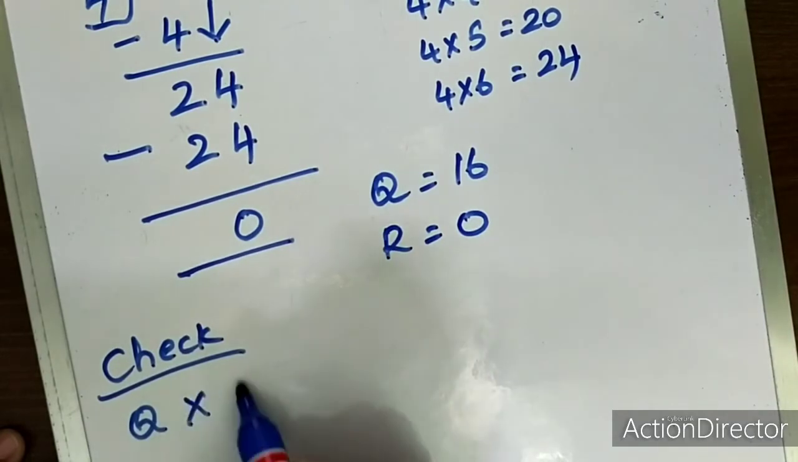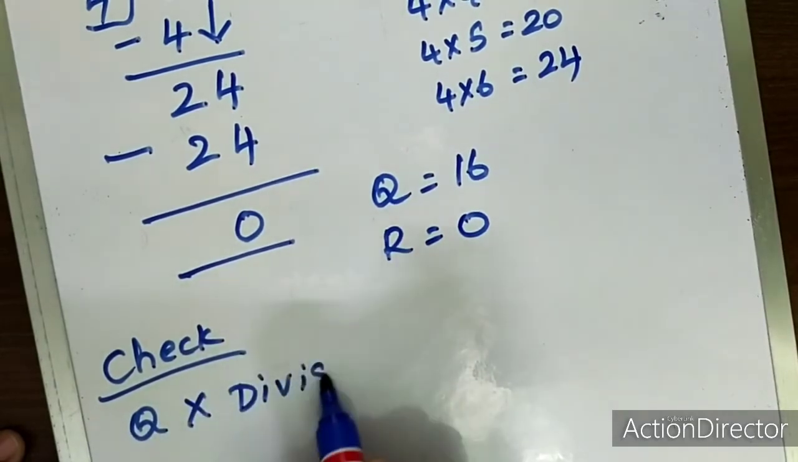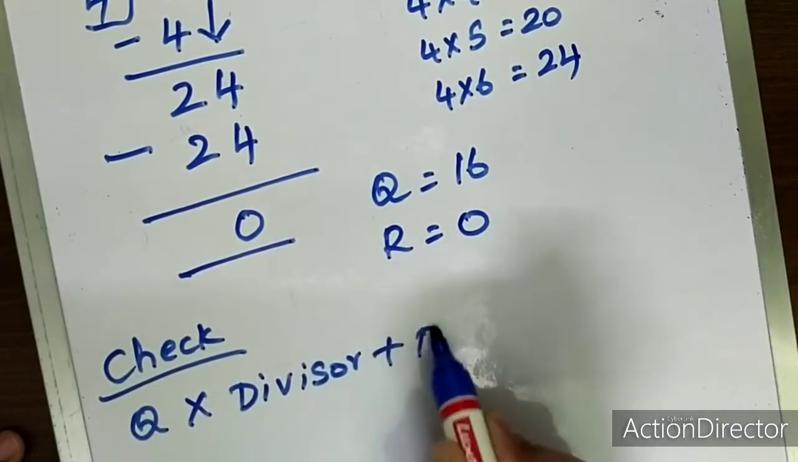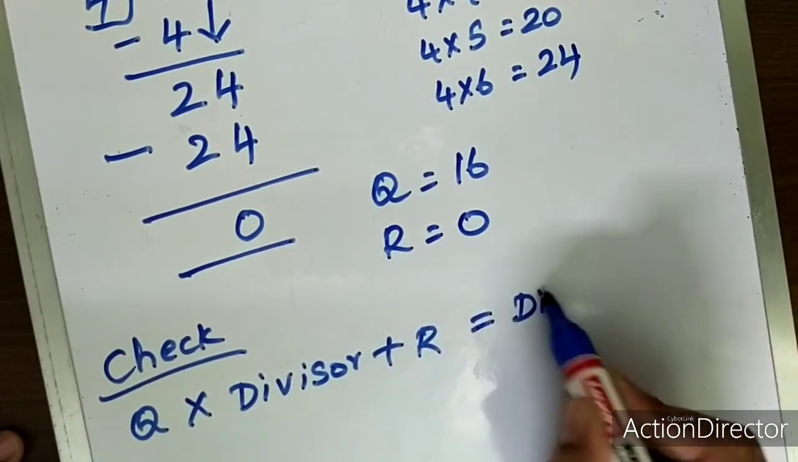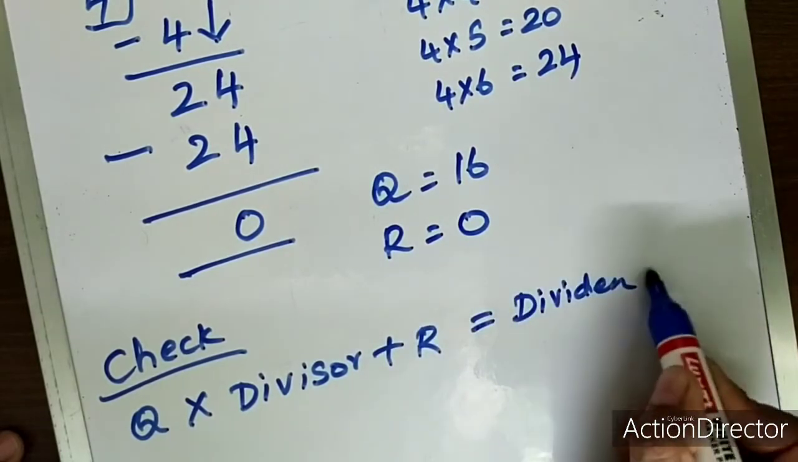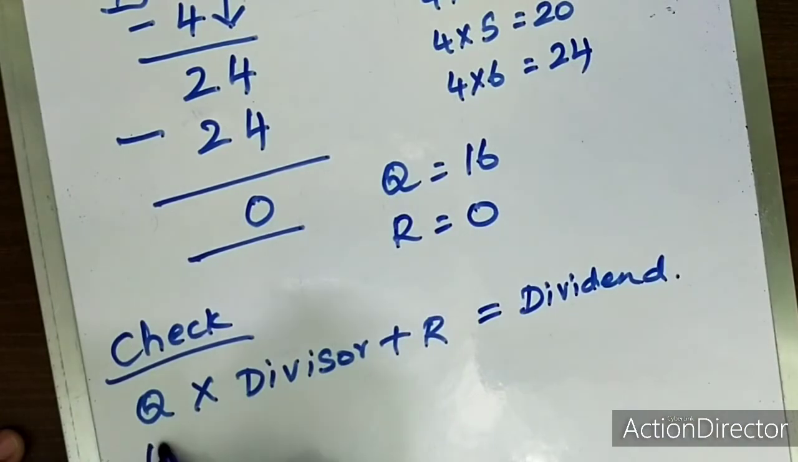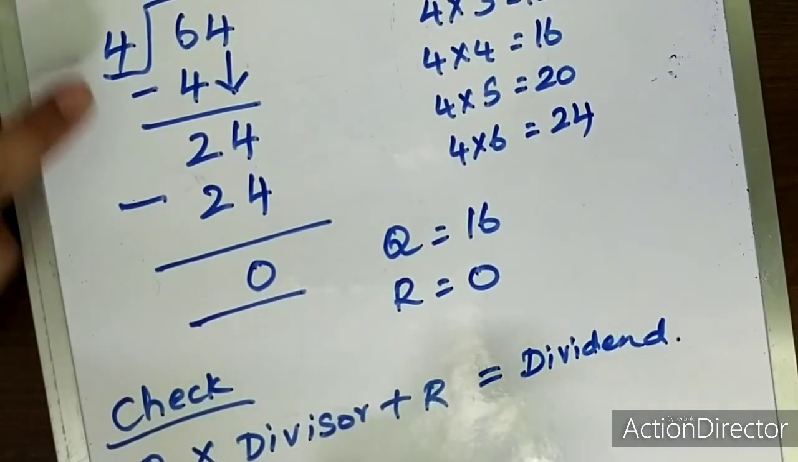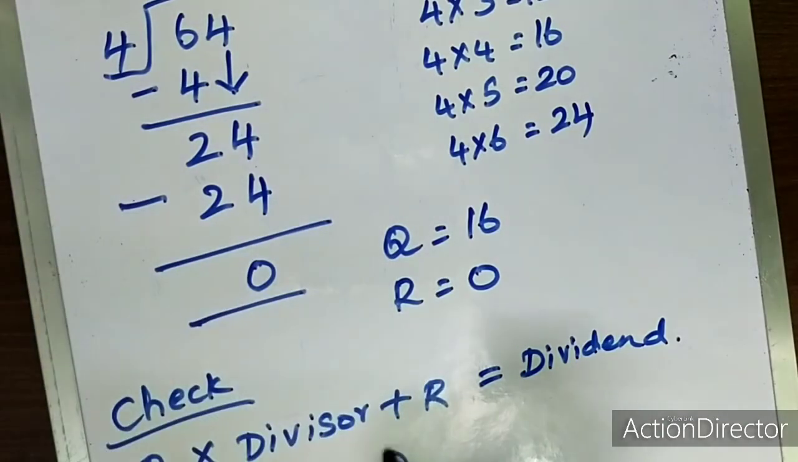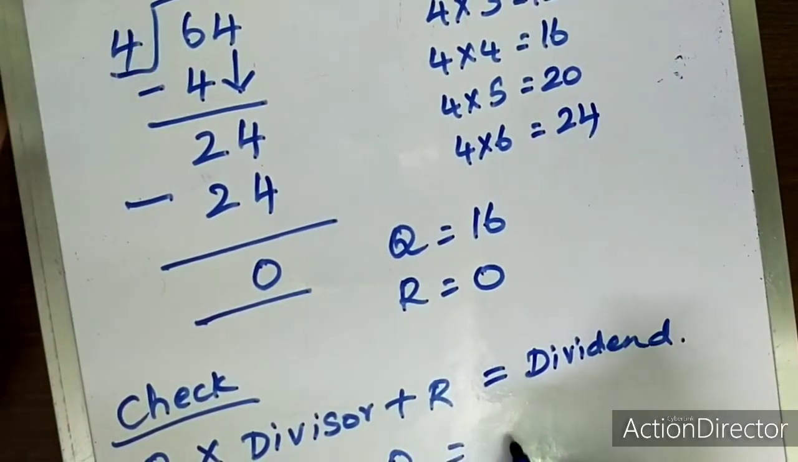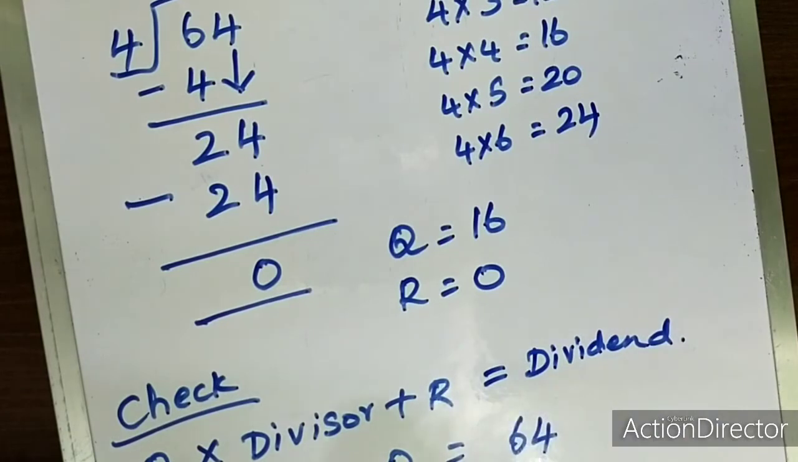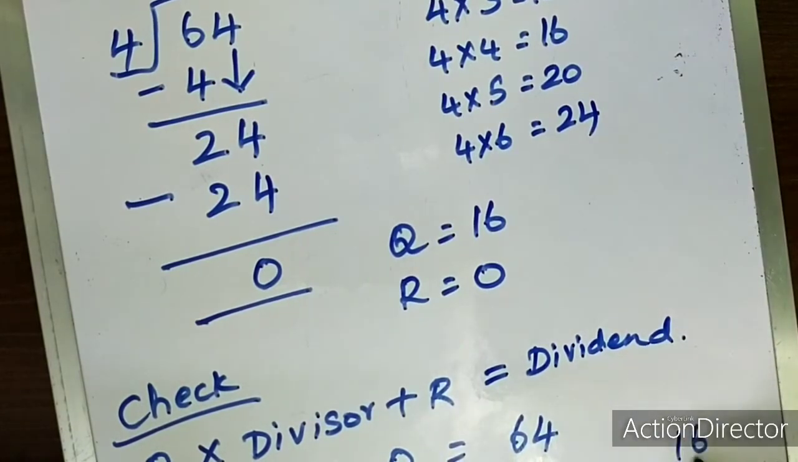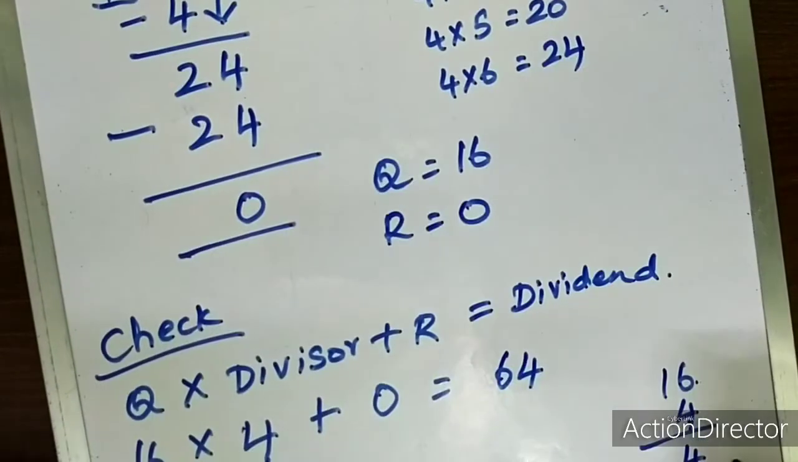Quotient into divisor plus remainder is equal to dividend. Okay, what is the quotient? 16 into what is the divisor? 4, plus what is the remainder? 0. And what is the dividend? 64. Yes, 16 into 4. What is 16 into 4? 6 fours are 24.